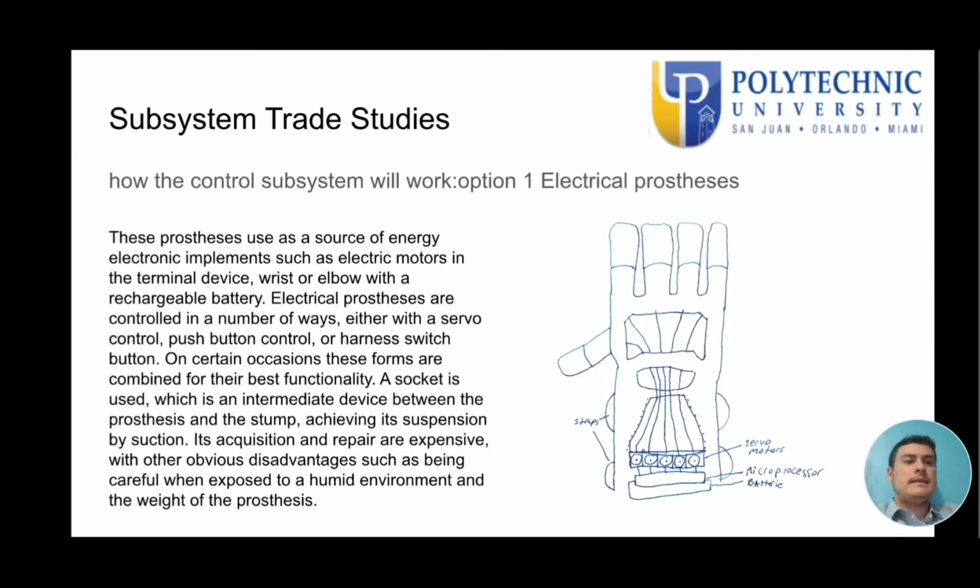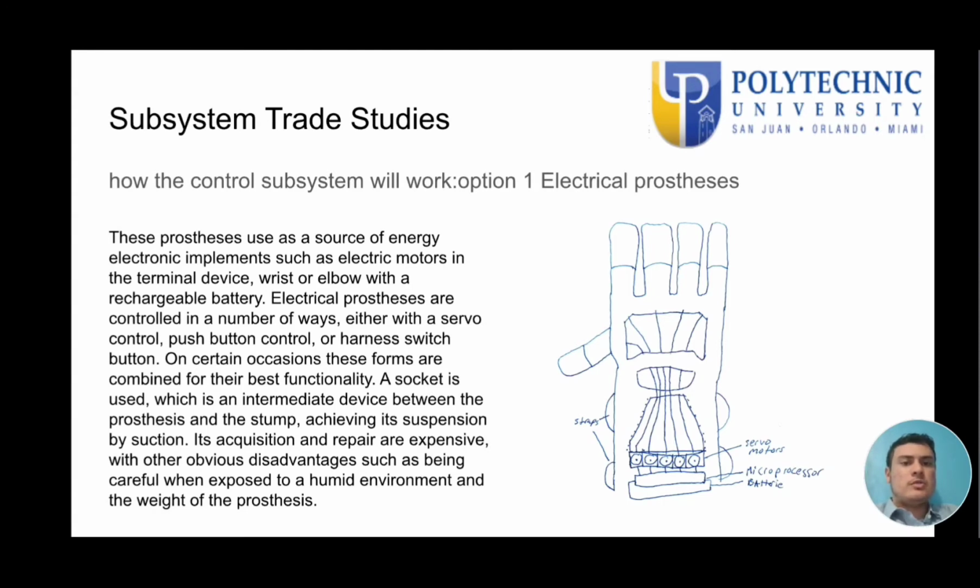Option 1. Electrical prosthesis. This prosthesis uses as a source of energy electric implements such as electric motors in the terminal device, wrist, or elbow with a rechargeable battery. Electrical prostheses are controlled in a number of ways, either with a servo control, push button control, or harness switch button. On certain occasions, these forms are combined for their best functionality.